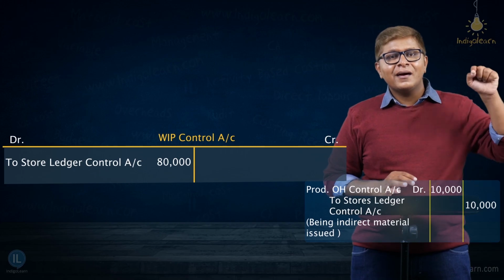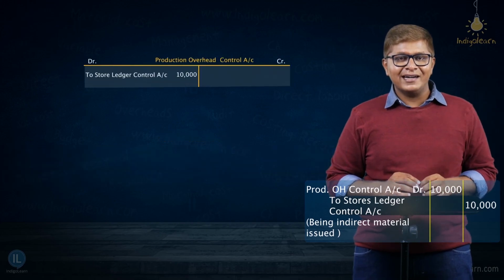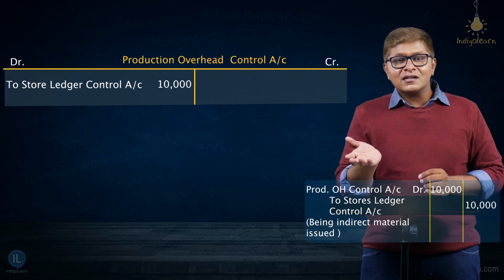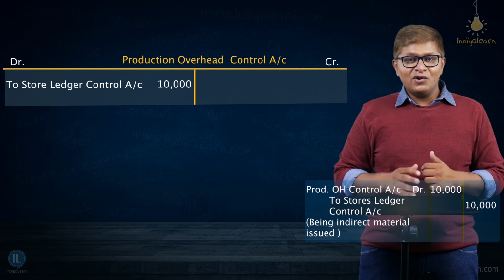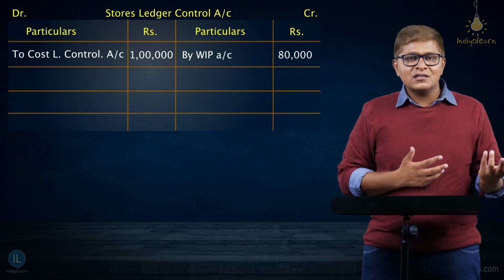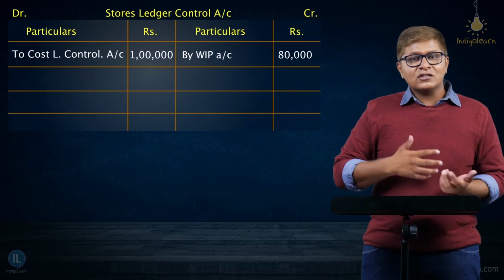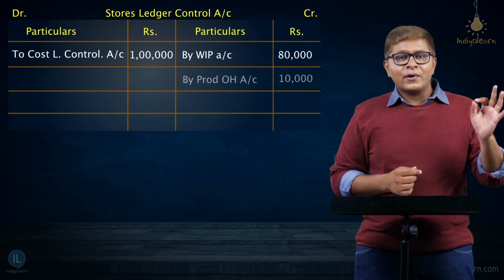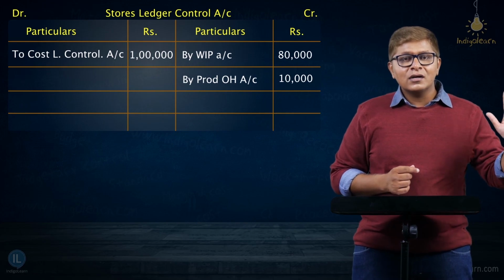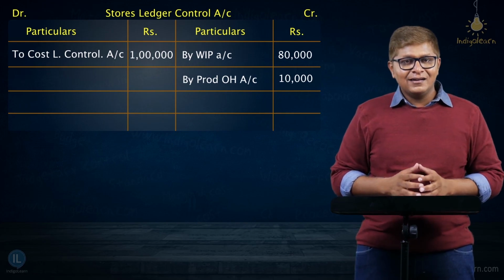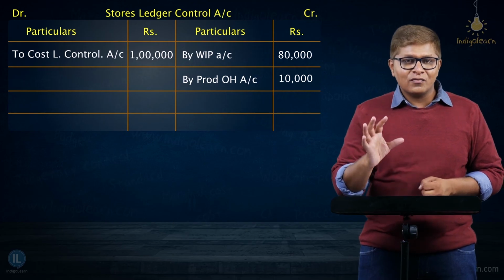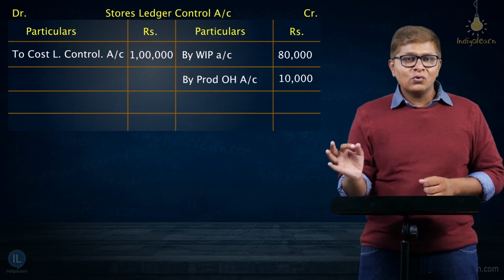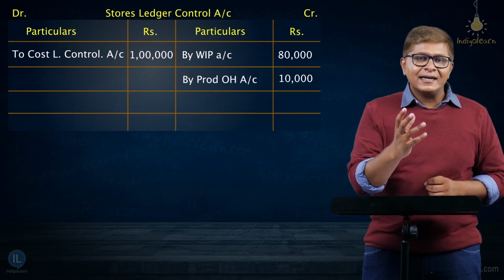We are going to debit the production overhead control account. So our entry will be production overhead control account debit 10,000 to stores ledger control account 10,000. Let's quickly go back to our ledger accounts and do the posting of this journal entry as well. So in the stores ledger control account, we will have on the credit side by production overhead control account 10,000, and let's open a new account for the production overhead control account. In this account, on the debit side, we are going to have to stores ledger control account 10,000.